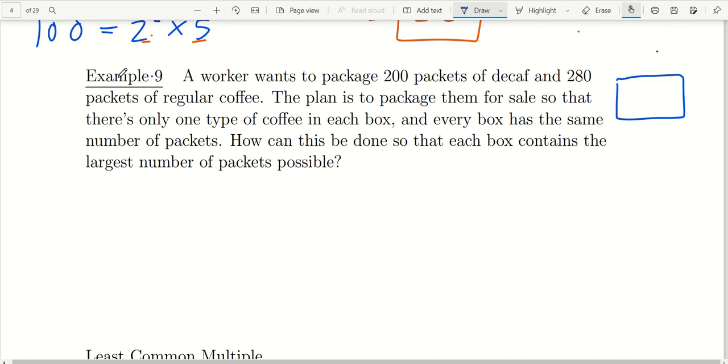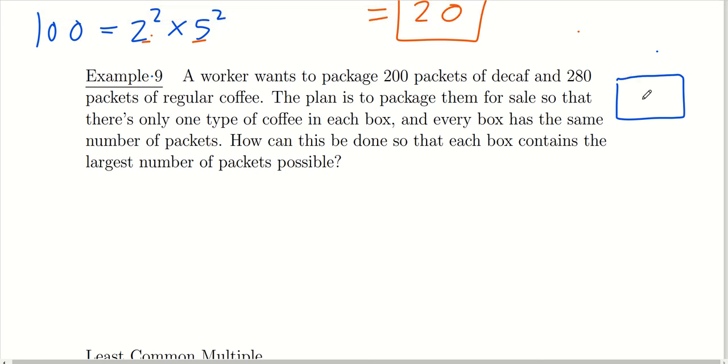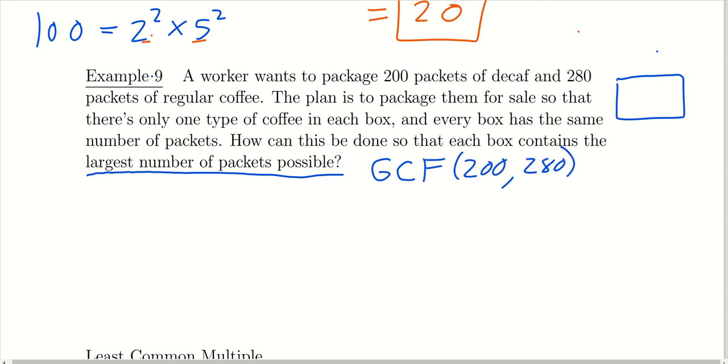So let's think about this for a minute. Whatever our box size is going to be, it's going to have to be a number that can evenly divide 200, and it has to be a number that's going to evenly divide 280, which means that the size of our box has to be a factor of both of these. And because we want to fit the largest number of packets possible into each box, that means it has to be the greatest common factor of both of these numbers. So the way the problem is set up, the answer that we're looking for is actually going to end up being the GCF of 200 and 280.